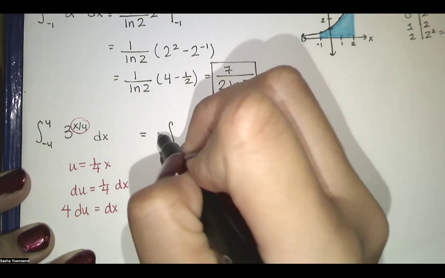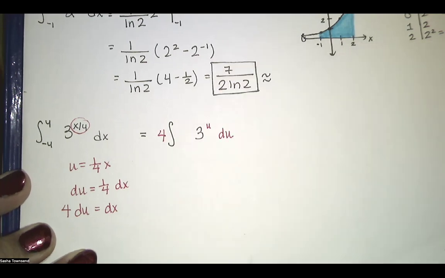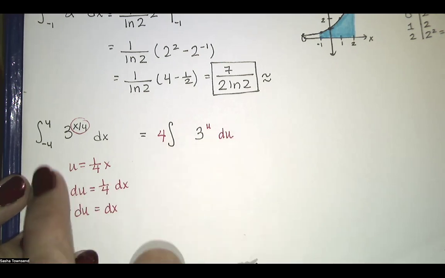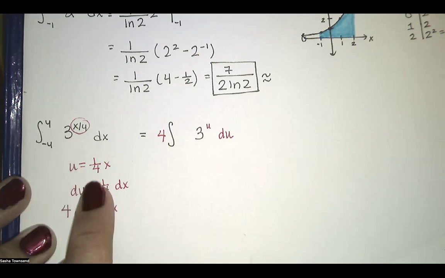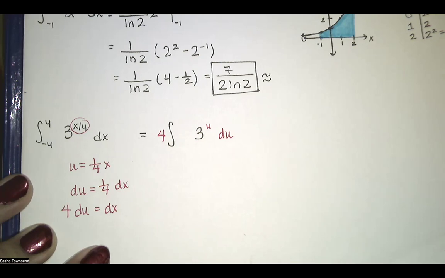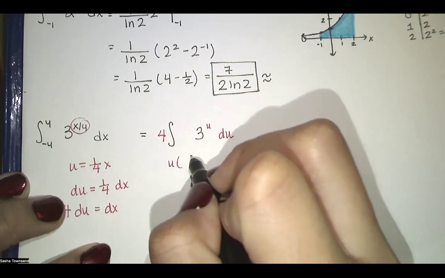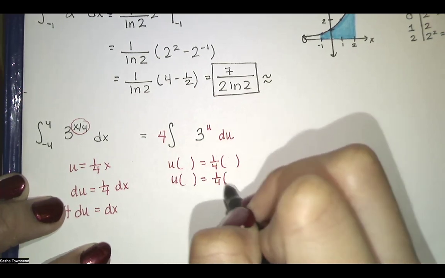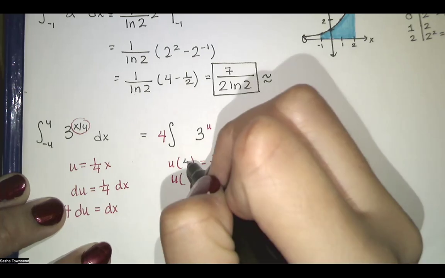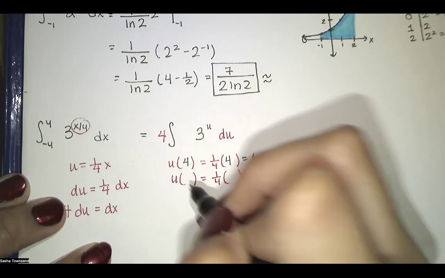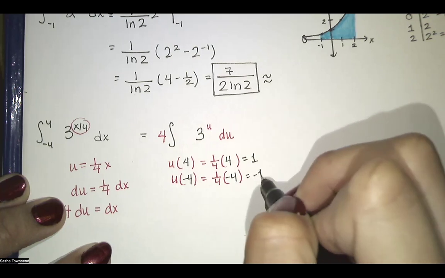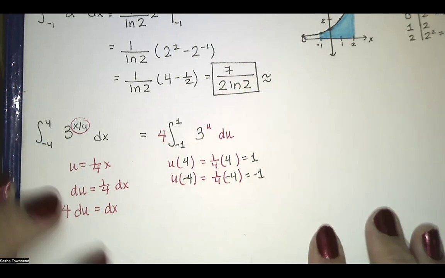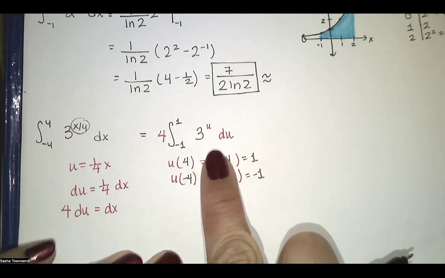dx is 4 times du, so I'll put a 4 on the left and a du on the right. And then when I evaluate u at -4 and 4, I get -1 and 1. Because really what I'm doing is plugging in x equals 4 and x equals -4 into the function 1/4 x to get my new upper bound and my new lower bound. So we're integrating from u equals -1 to u equals 1. Okay, so that is our new integral.